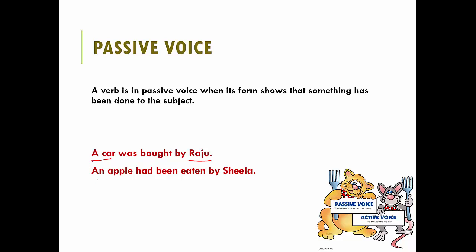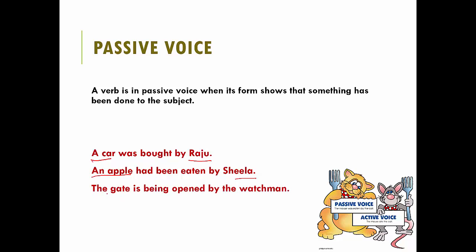An apple had been eaten by Sheila. An apple, this is the subject of the sentence. What has happened to the subject? It has been eaten by Sheila. So the apple is constant there. Apple is not doing anything. In fact, Sheila has done something to the apple.